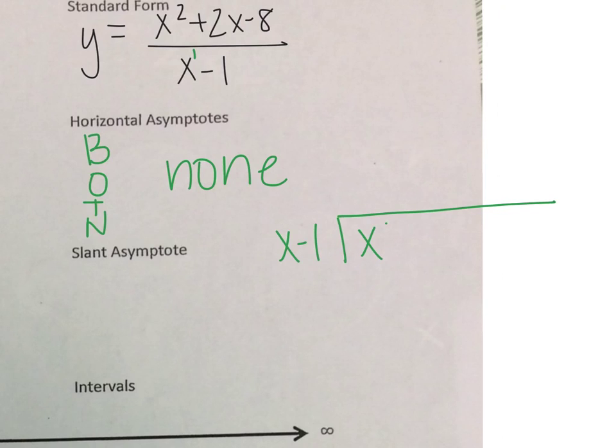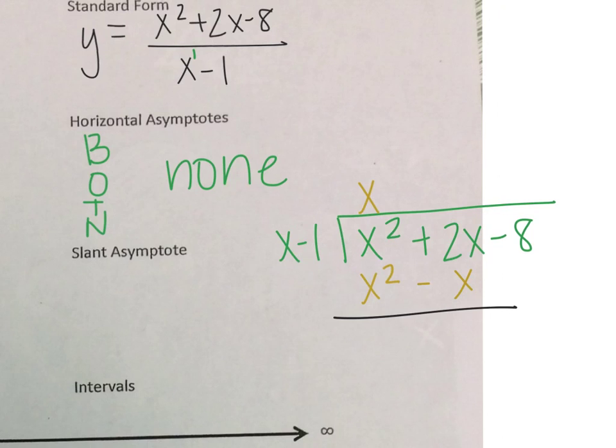So I have x minus 1 outside, x squared plus 2x minus 8 on the inside. I have to figure out what number times x is going to give me x squared, and that is going to be x. Then x times x is x squared, and x times negative 1, so again I'm multiplying this on top by this factor outside. x times negative 1 is negative x. Since this is a division problem, I do need to switch my signs. So that'll become minus, that'll become plus.